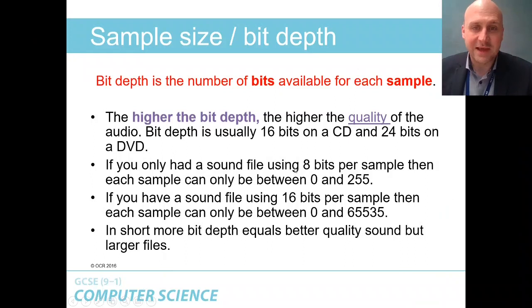But once again, a higher bit depth means more memory, okay? If you're only using 8 bits, which is 1 byte, to store each sample, then 100 samples takes 100 bytes. If you're using 2 bytes to take each sample, then 100 samples are 200 bytes. So increasing the bit depth also increases the file size.